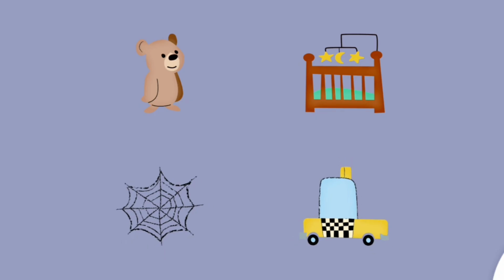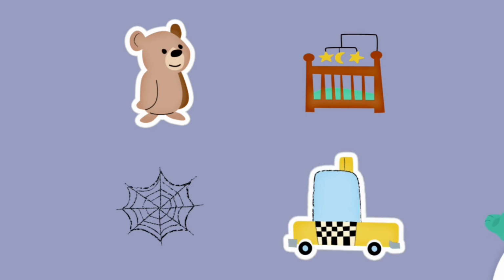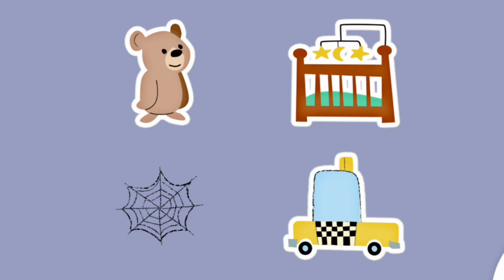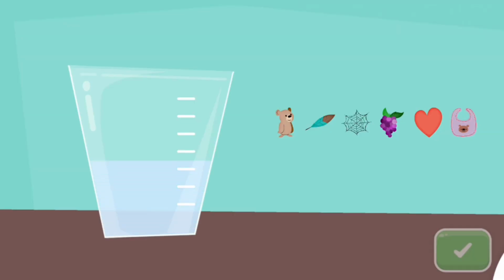All of these things end with the b sound. Tap them all and listen to the b sound at the end. Cub, cab, crib, web, Super duper! Drag all the things that end with the b sound into the glass.